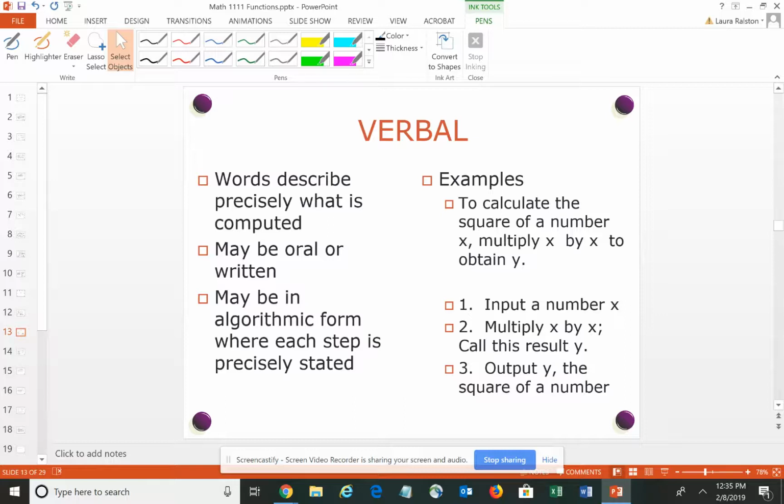Now, one of the benefits of the verbal representation that's not listed here on the screen is that with a verbal representation, I can actually perform the calculations or perform the operations for any value of x that I could possibly think of, because all I have to do is follow the guidelines. So whether I choose x to be a positive number, a negative number, a fraction, a decimal, as long as I follow the instructions of multiplying x by x, I'm going to obtain y, which is the square of a number. So that's the benefit of using the verbal representation, is that you can apply it to any number that you can think of.